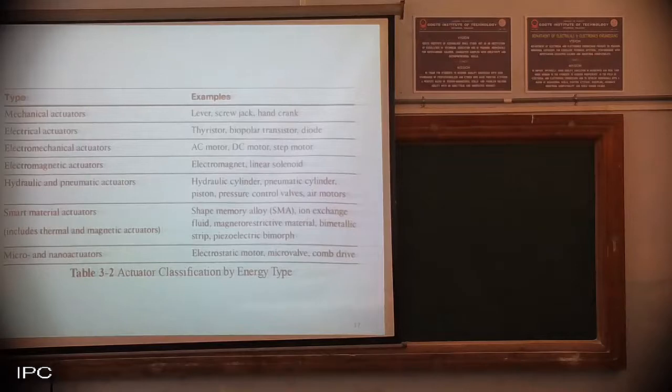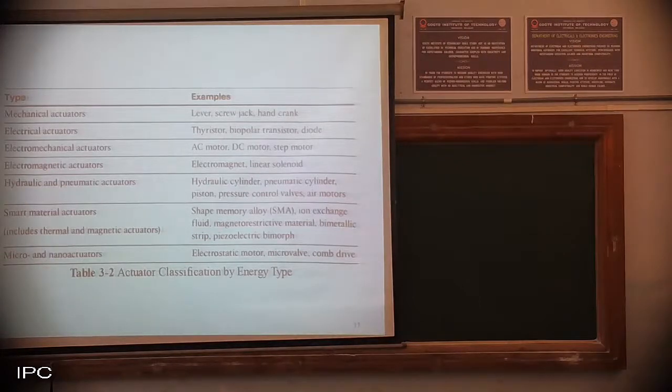Mechanical actuators means the lever, the screw jack, the hand crank. Those we can call mechanical actuators. Then electrical actuators means thyristors, bipolar transistors, the diode. All these come under electrical actuators. Then electromechanical actuators: AC motor, DC motor, stepper motor. These we can classify into electromechanical actuators.